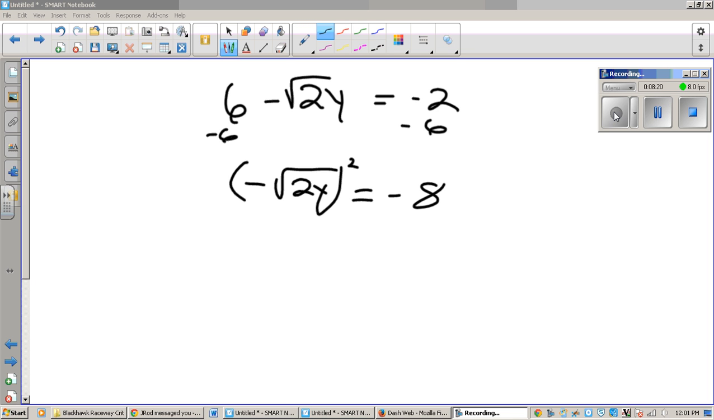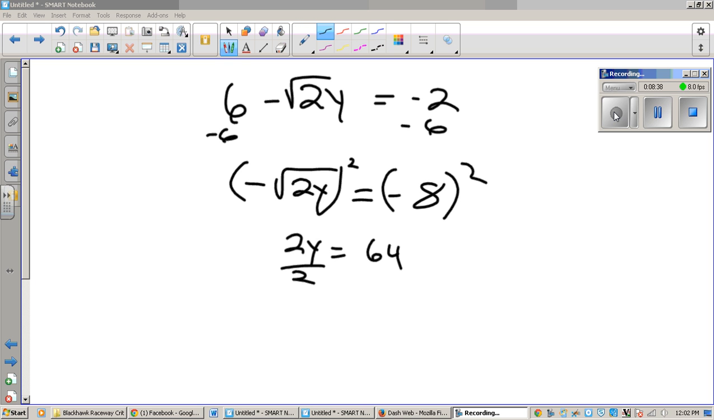Anyway, I'm going to square both sides then to get rid of the square root. So I'm going to square this side, and I'm going to square this side. And the square root of this times itself is going to be just 2y, because the negative times the negative is a positive. And then negative 8 squared is 64.